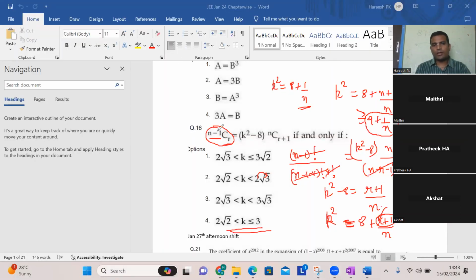From here, can we not say n minus 1 should be greater than or equal to r? Yes or no? Yes, sir. That means n has to be greater than or equal to r plus 1. So what is the biggest value of r plus 1 possible? r plus 1 cannot take n plus 1. r plus 1 can maximum take how much? n. Okay, so is this clear?